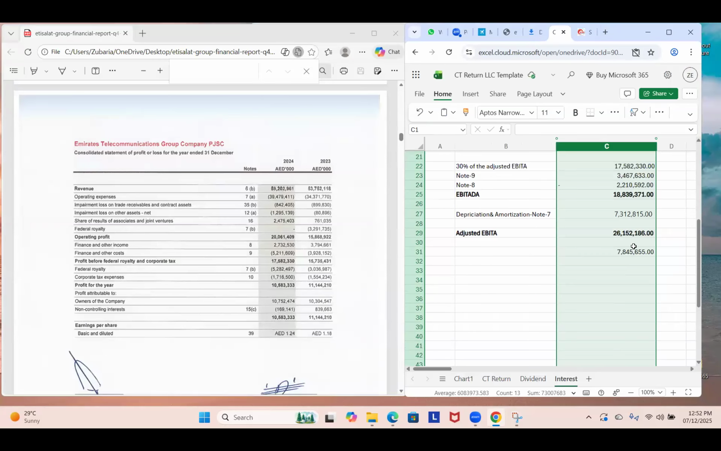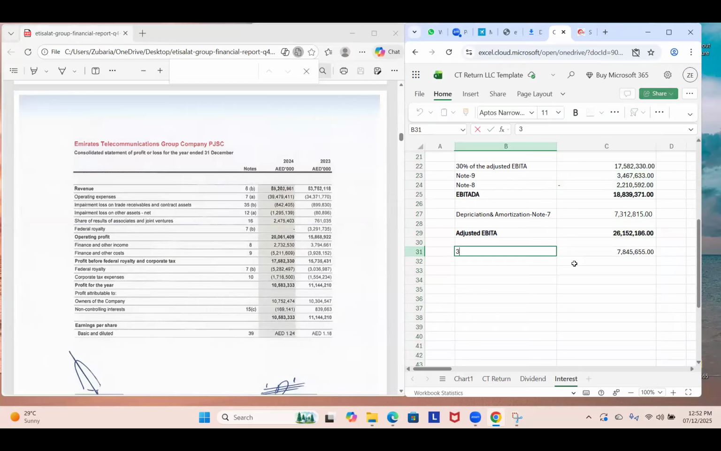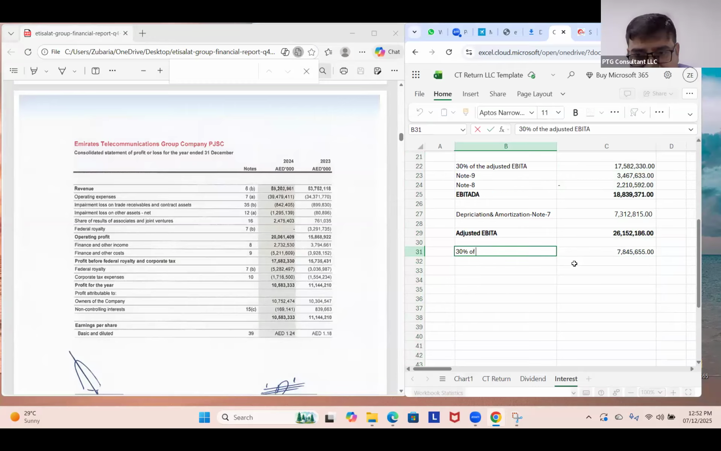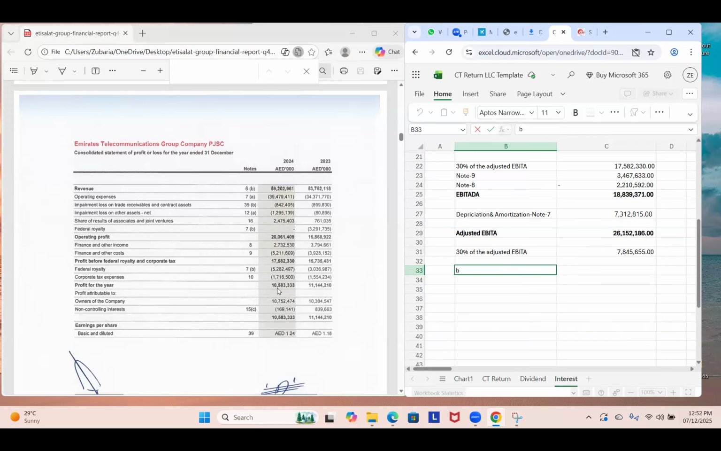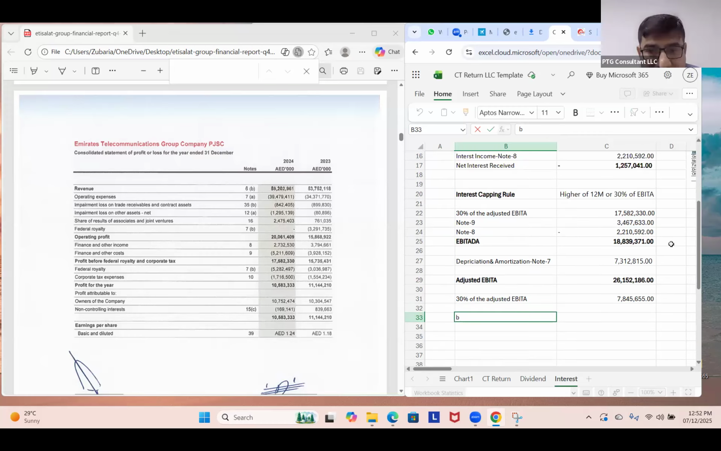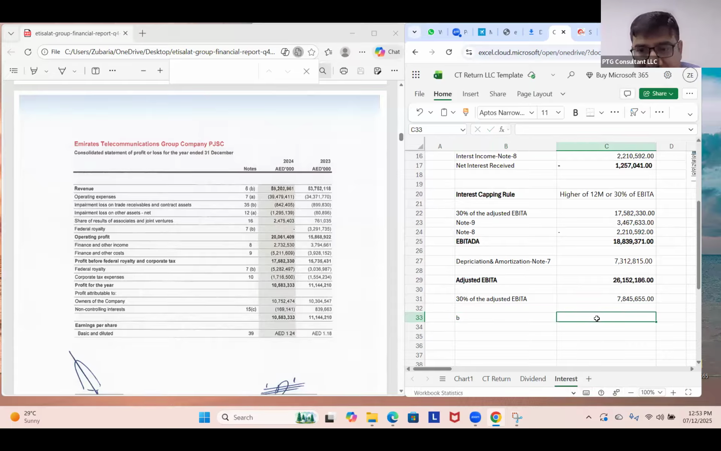So now this is 30% of adjusted EBITDA. This is the A. Now, what is the B? B is the 12 million or something. Yeah, right here. I think it's more. 12 million, 12,000 thousand. Yes, 12 million.